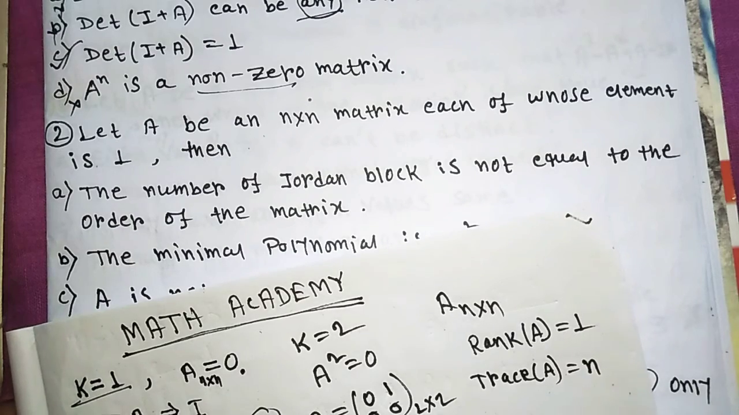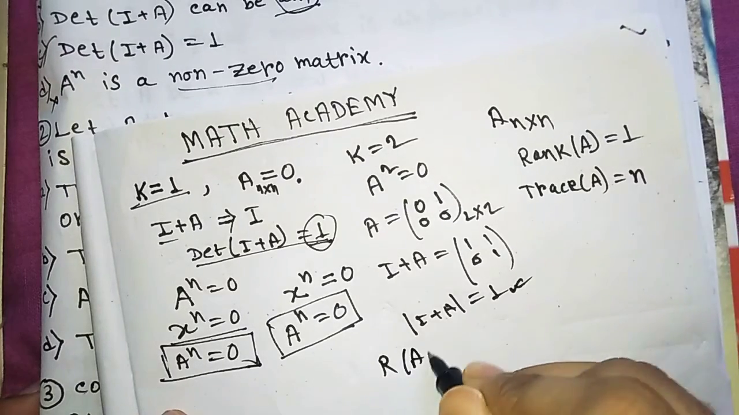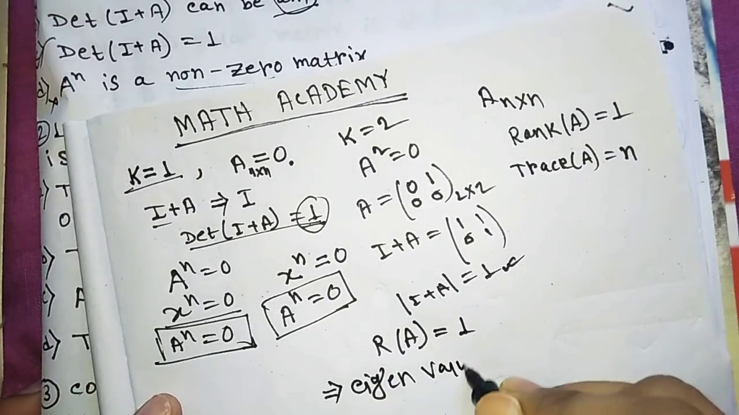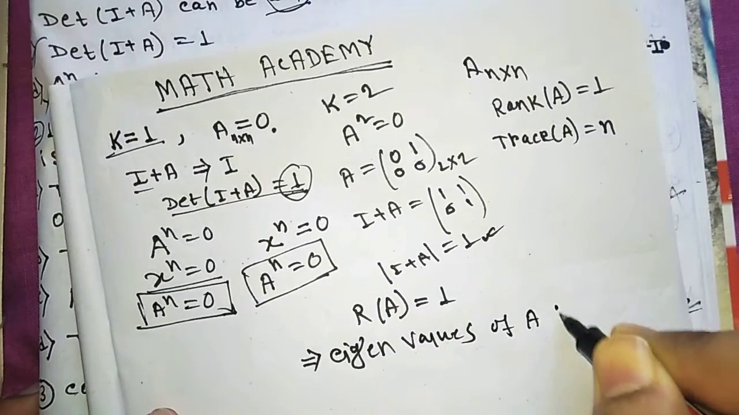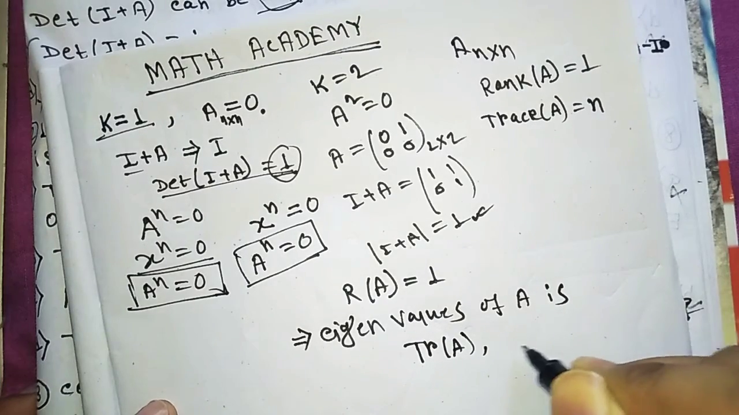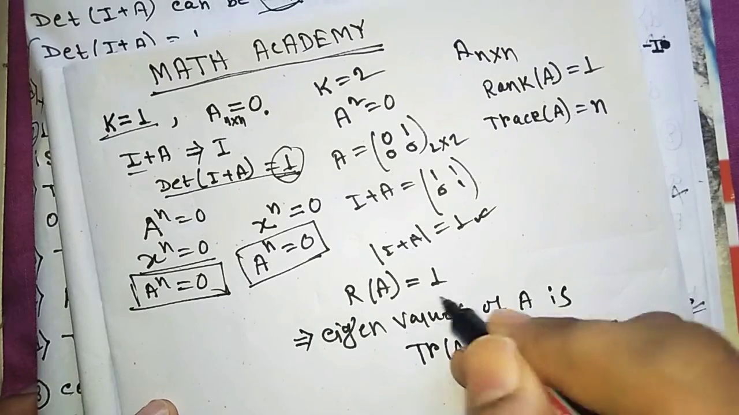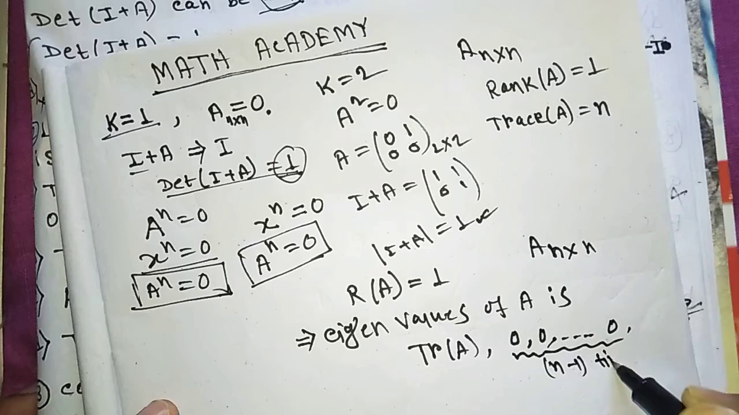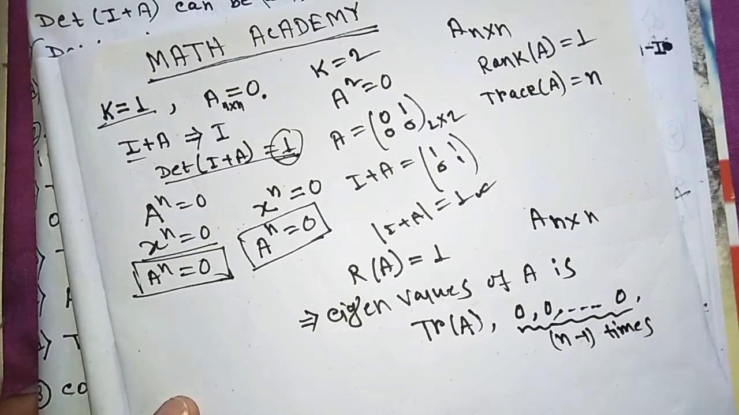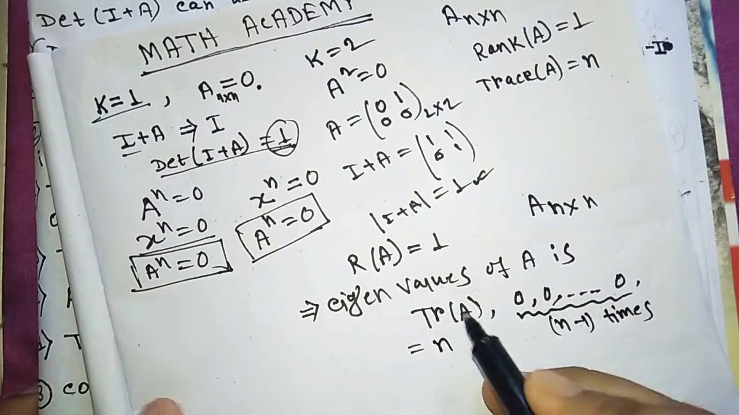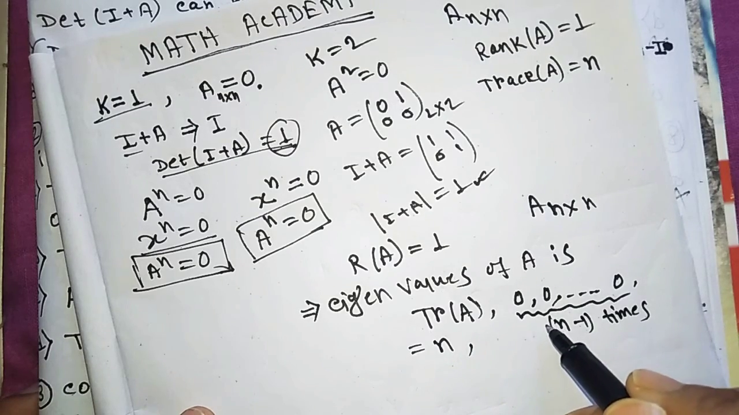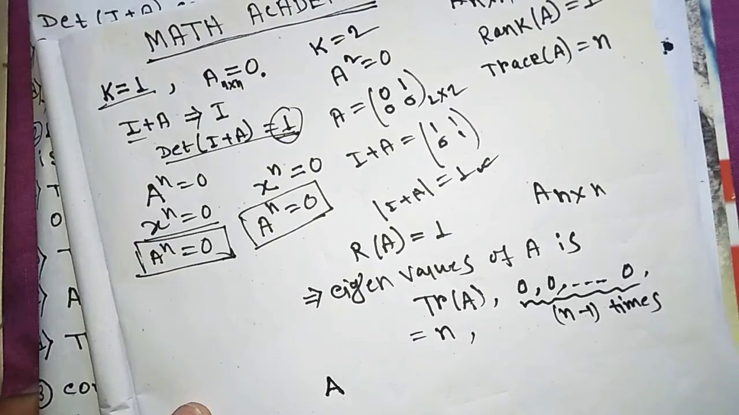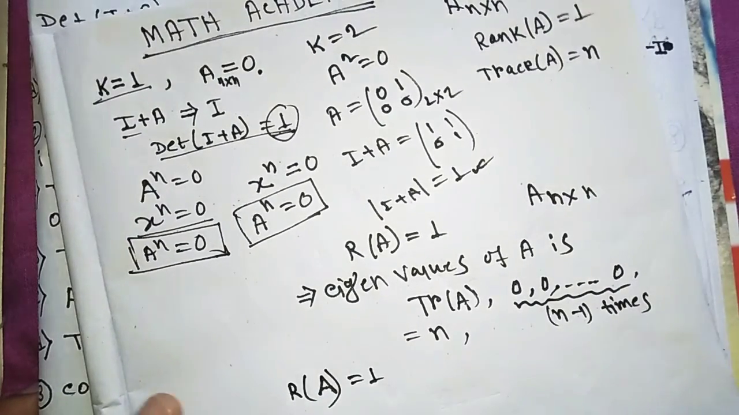if the rank of a matrix A is 1, then one eigenvalue of A is the trace of A, and the remaining eigenvalues are all 0. Since the order of the matrix A is n by n, n minus 1 eigenvalues of A are 0, and only one eigenvalue of the matrix is trace A. Here the trace of A is n, so the eigenvalue of A is n and the remaining n minus 1 eigenvalues are 0.